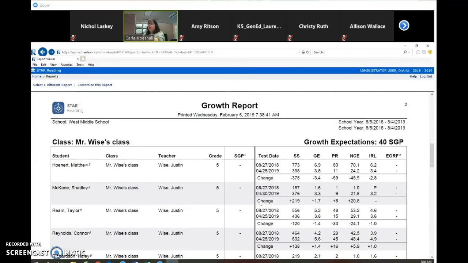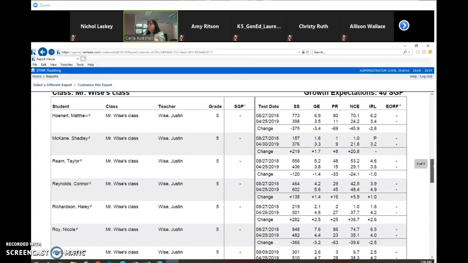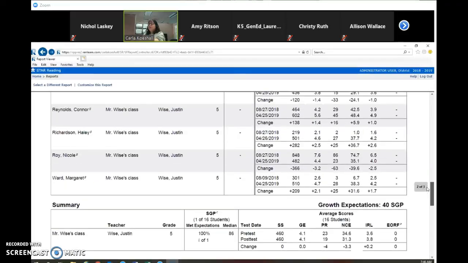If you want to scroll all the way down to the bottom of your report, there's a summary. And if you want to look at the median and see what that is, again, we're aiming for 50 there. You can see your whole class down at the bottom. So that's the nice thing about STAR. You get to see both. You get to see growth, and you get to see benchmarks.